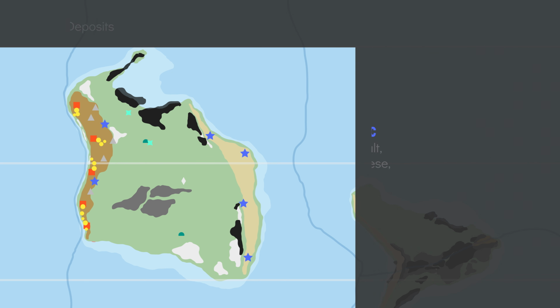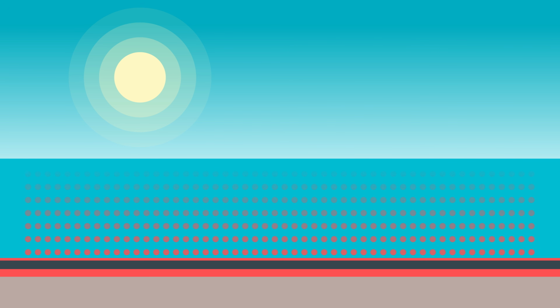For similar reasons, place BIF deposits in and around your old mountain chains. Back when the Earth's atmosphere was really oxygen rich, the oxygen dissolved in the seawater, changing its chemistry such that it could no longer hold iron in solution. The iron precipitated as iron oxide, sank and formed layered sedimentary deposits on the sea floor.